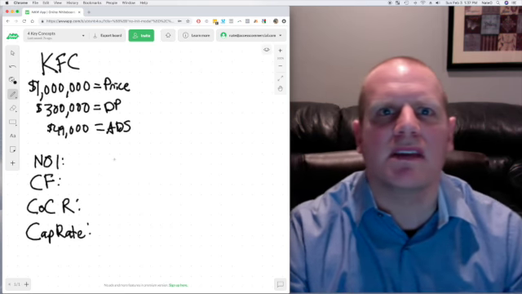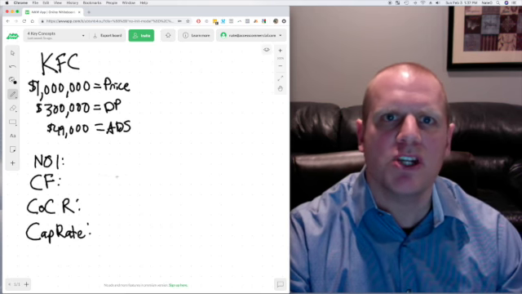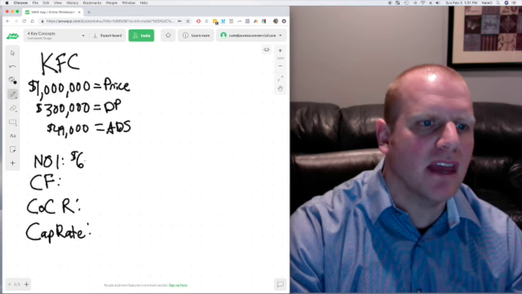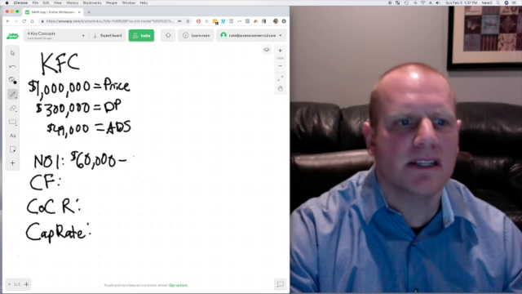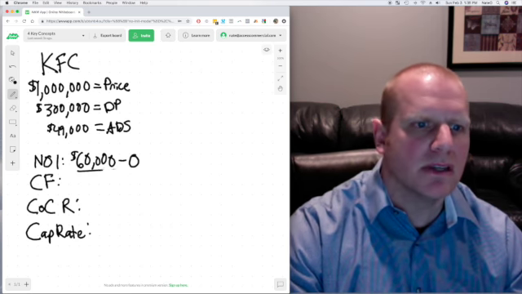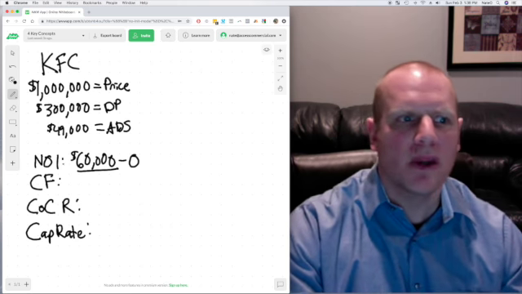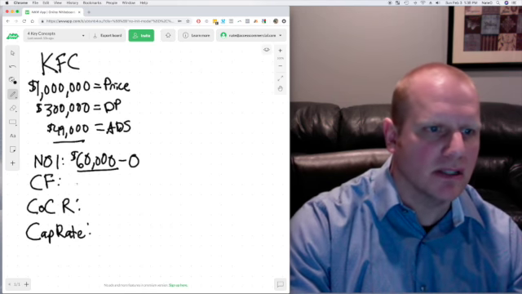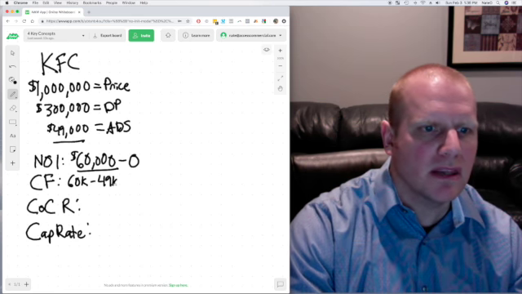Remember, this is the income the property generates minus the expenses. In this situation, we're going to say that this is a triple net lease. So the amount of rent that KFC is going to be paying is $60,000 minus the expenses, no expenses because it's triple net, so it's simply $60,000 for the NOI. Now cash flow. We're going to take that NOI and minus the annual debt service, which is $49,000. So we have $60,000 minus $49,000.